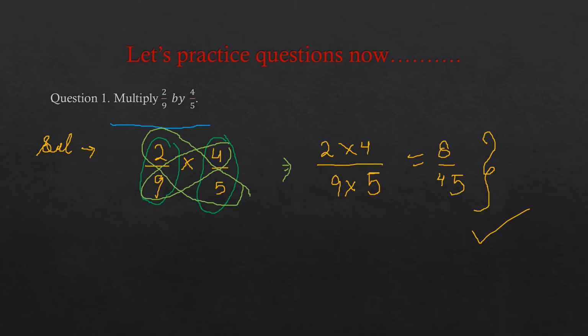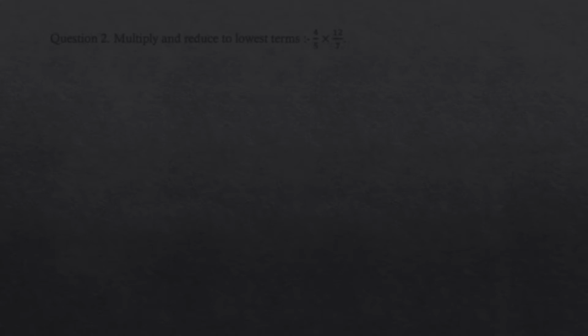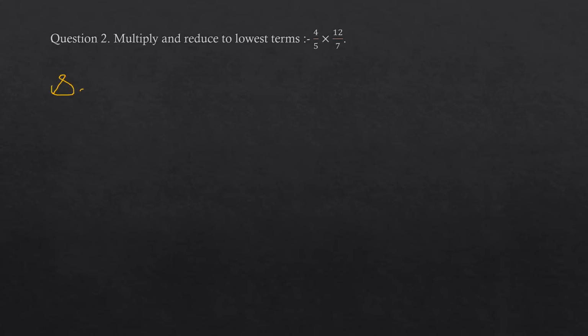Okay, let's proceed now. Now we are having the next question. Let's see what the next question asks. Okay, the next question is multiply and reduce to lowest terms. First in this question we have to multiply both the fractions and then we have to reduce them. So we will not reduce them first. Firstly we will just get the multiplication of these two fractions and then we will reduce them.